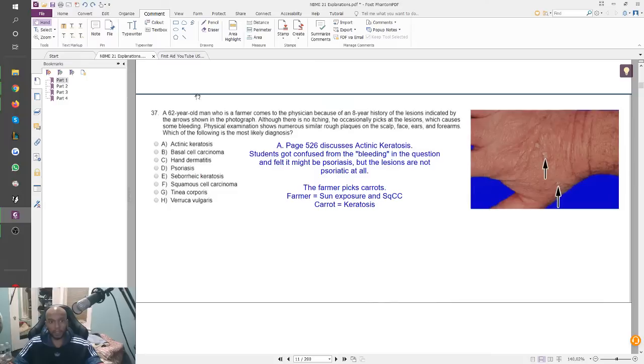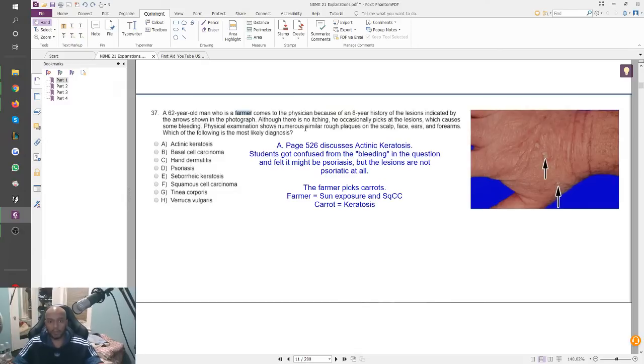Again, an image, they show you a pretty old person's hand with some kind of lesions on it, right? And then they go on to tell you a 62-year-old man who is a farmer. Now remember, being a farmer is related to many things on Step 1. But in real life, being a farmer is one thing for sure: sunlight exposure. You're out in the sun. Comes to the physician because of an 8-year history of lesions indicated by the arrows shown in the photograph. Although there is no itching, he occasionally picks at the lesions, which causes some bleeding.